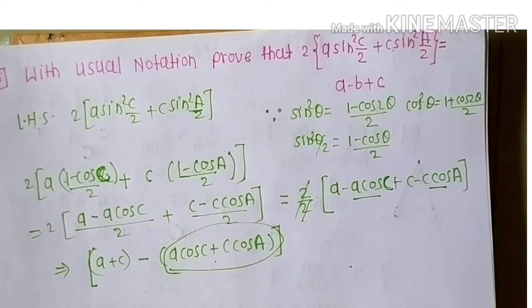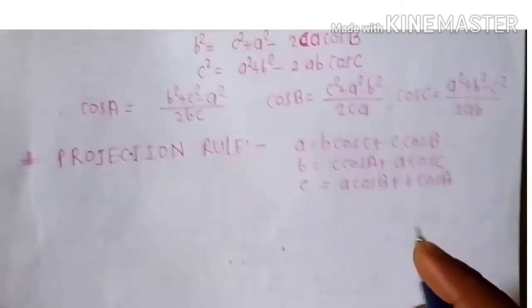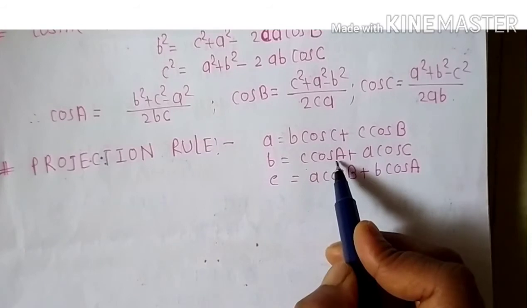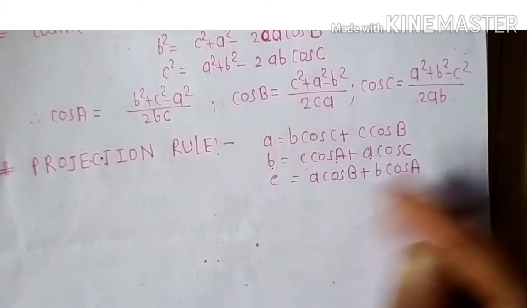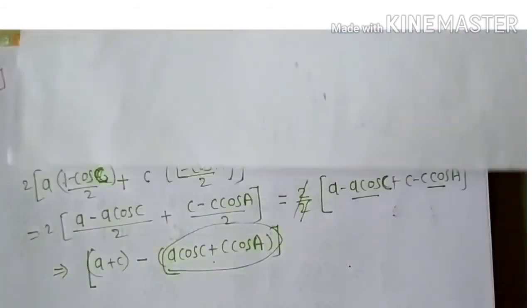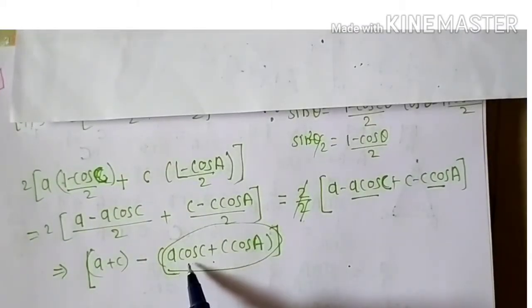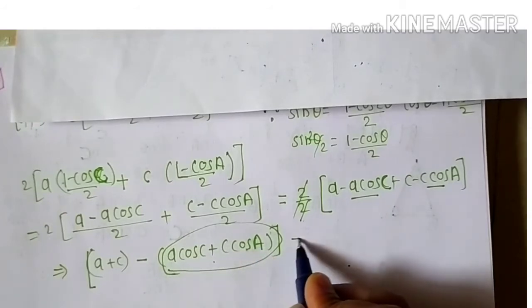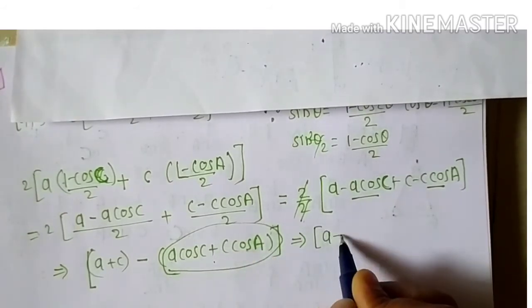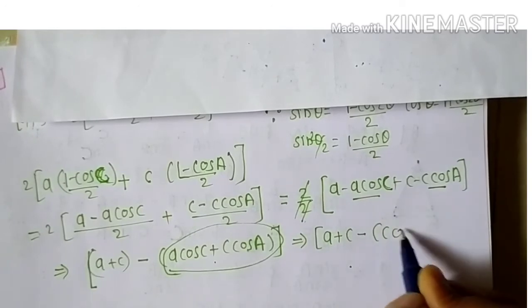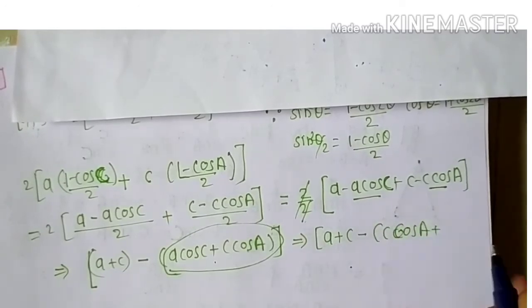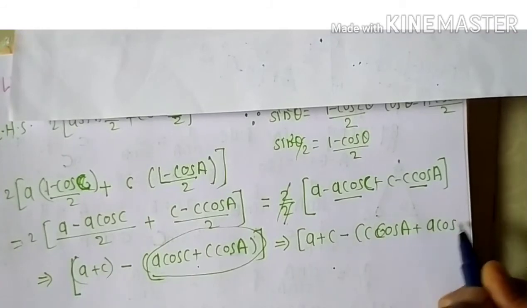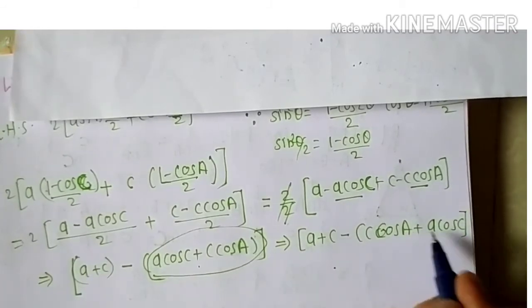Which result do we have to use? We know the projection formula, so here we apply the projection formula. The projection formula result is b equals c cos A plus a cos C, and here also we have c cos A plus a cos C. In place of this, what do we substitute? b. Therefore it is equal to a plus c minus, c cos A plus a cos C, and the projection formula says that this value is b.